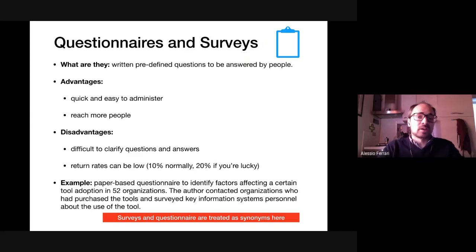These are quick and easy to administer. This is the biggest advantage, and you can reach a lot of people, because if you put a questionnaire on the web, you may reach a large amount of people, okay? The disadvantage, especially with respect to interviews, is that it is difficult to clarify questions and answers, okay? So your questions have to be very clear from the start, okay? And you need to pilot your questions, to test your questions with a possible audience, because you may assume that what you write down is clear, but it's never clear the first time, okay?